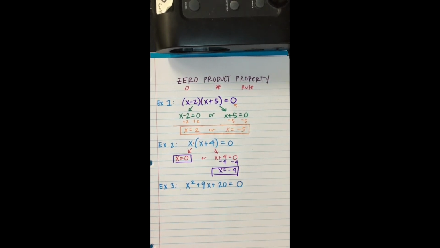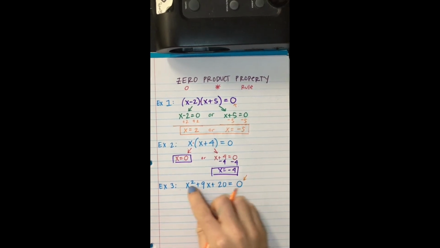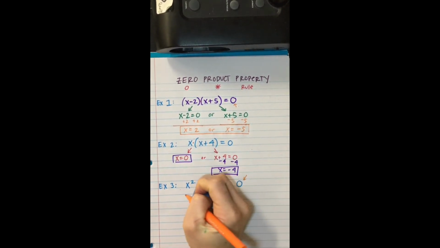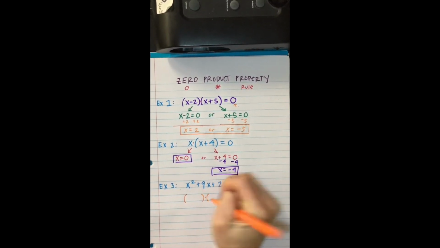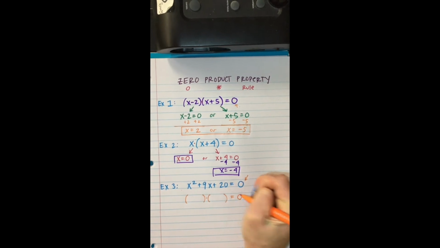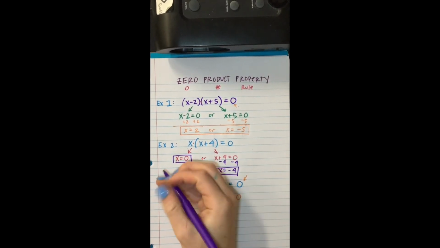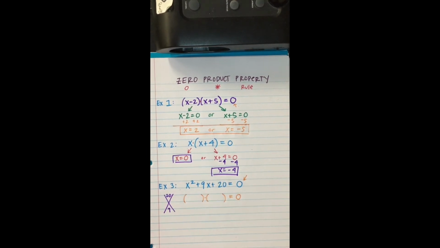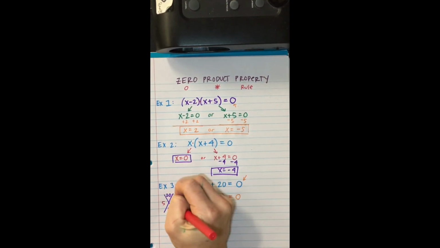Okay, here. Remember, it's called the zero product property. I already have my 0, but I do not have this written as a product. So what you're going to do is factor it so that it's written as the product of two things equaling 0. What two things multiply to 20 and add to 9? Well, you have 5 and 4.